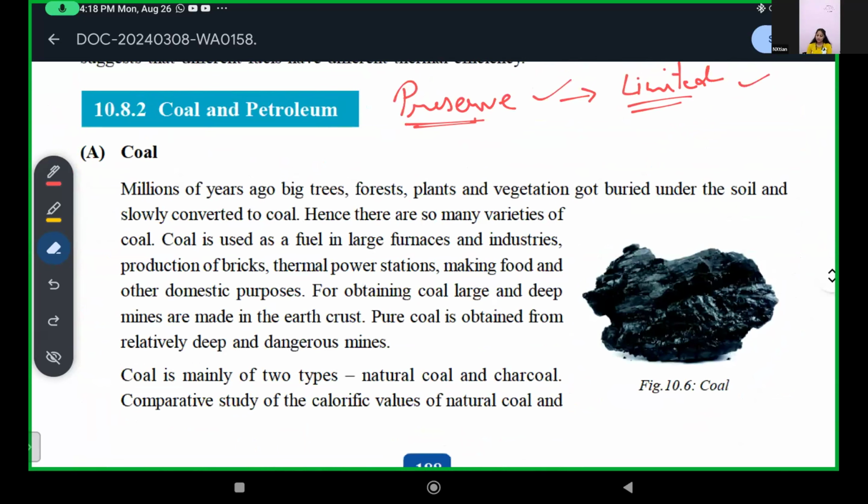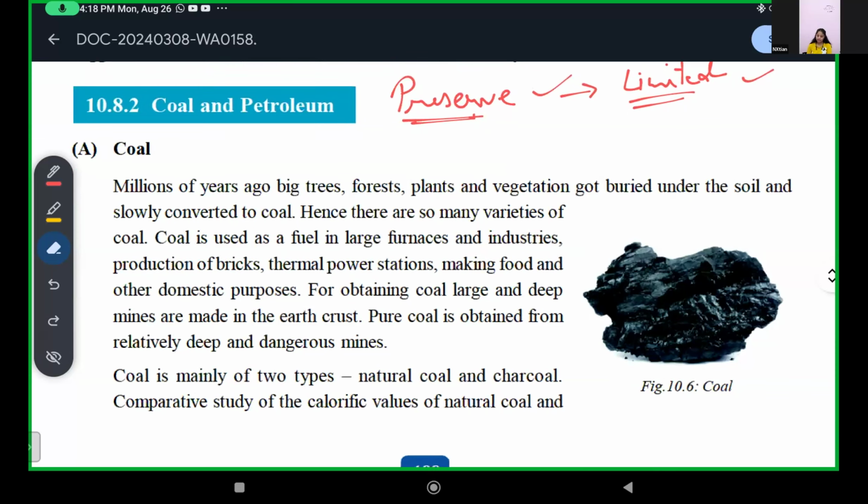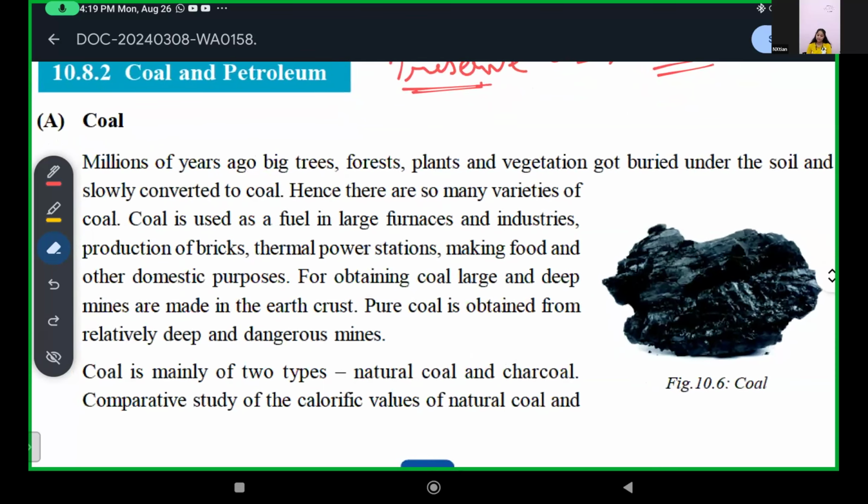Millions of years ago, big trees, forests, plants, and vegetation got buried under the soil and slowly converted into coal. Hence, there are so many varieties of coal. Coal is used as a fuel in large furnaces and industries, production of bricks, thermal power stations, making food, and other domestic purposes. So this is the purpose of coal, how it's used, where it can be used.